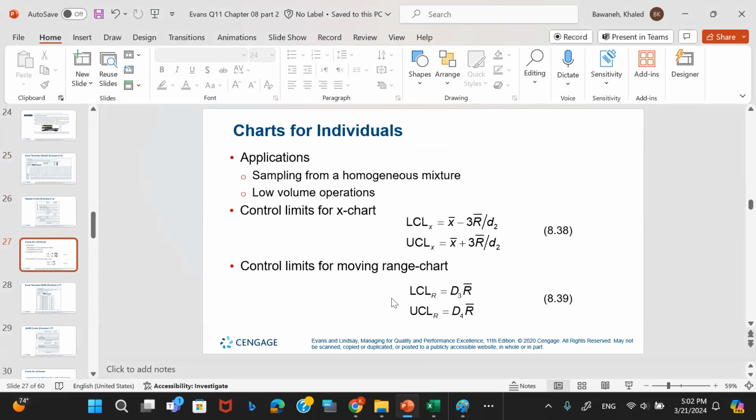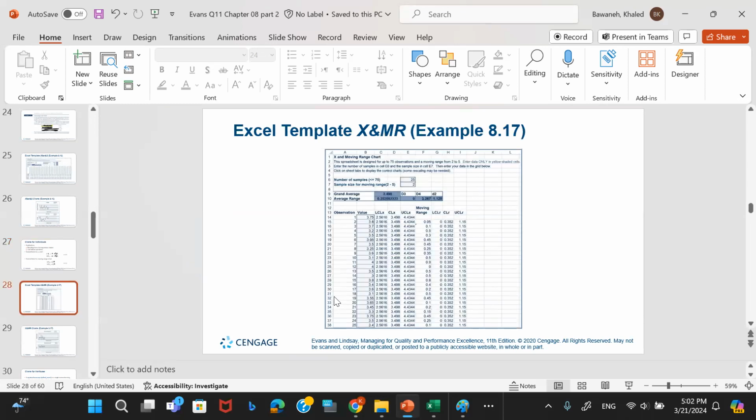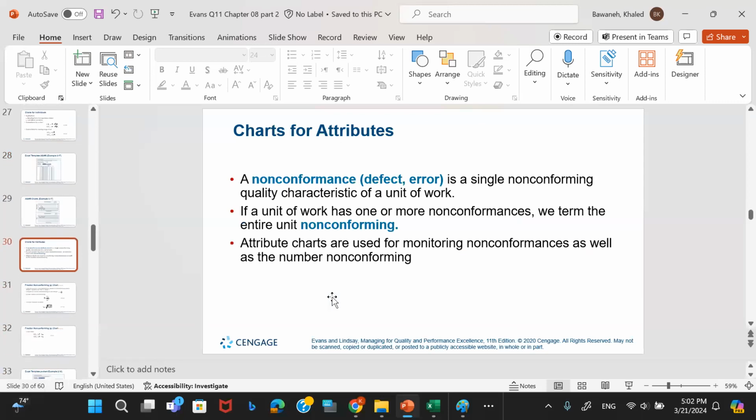There are other charts, like for individuals. There is a chart for moving range, like moving average, where it tells you how to move two ranges or three ranges, and it's the same. There are also charts for attributes. So we said we have charts for variables. A variable can change and have any value.